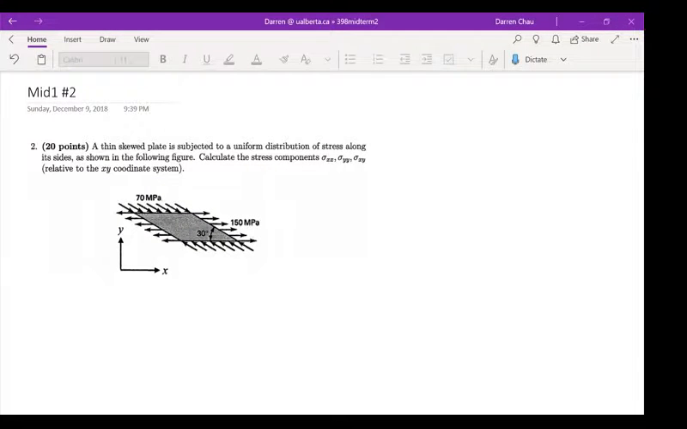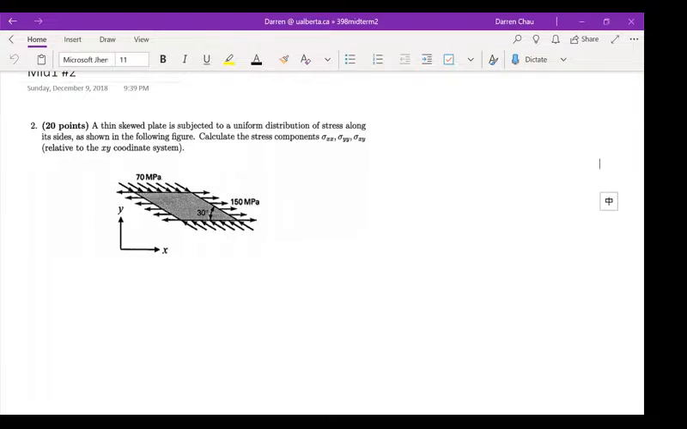Hi guys, today I'm going to talk about this problem from my first midterm exam. This question is asking for the normal stress in x direction, in y direction, and the shear stress.